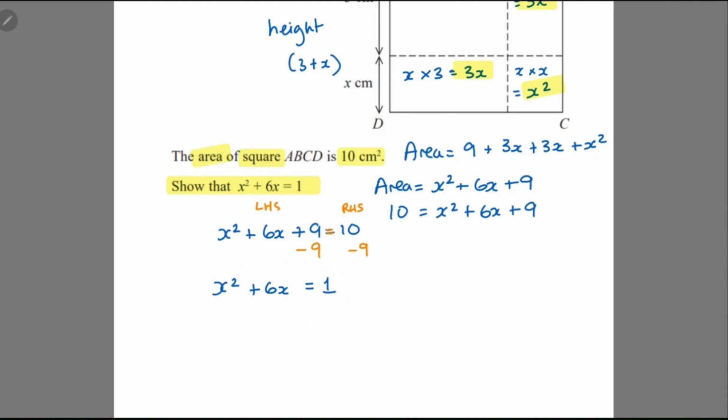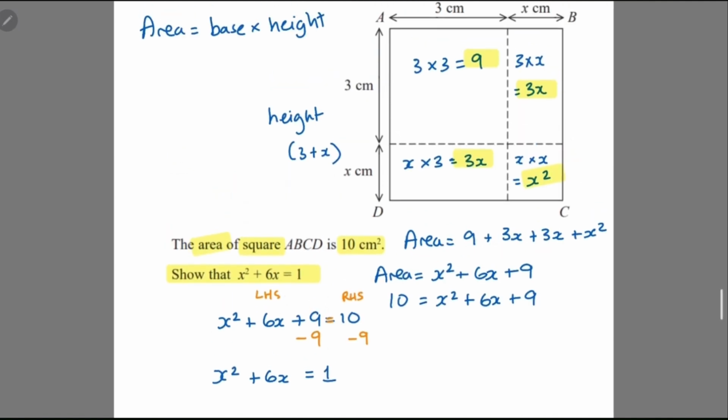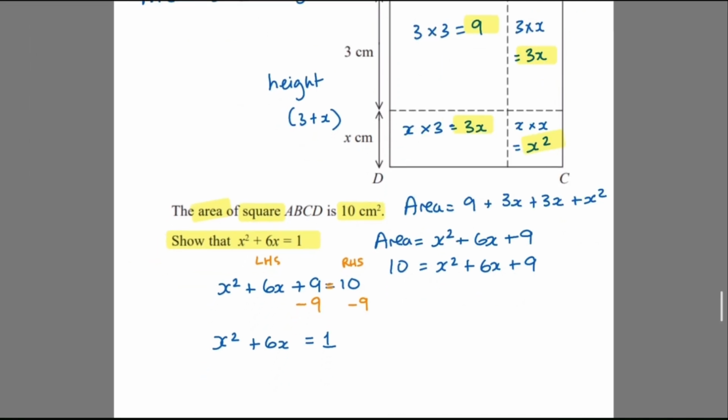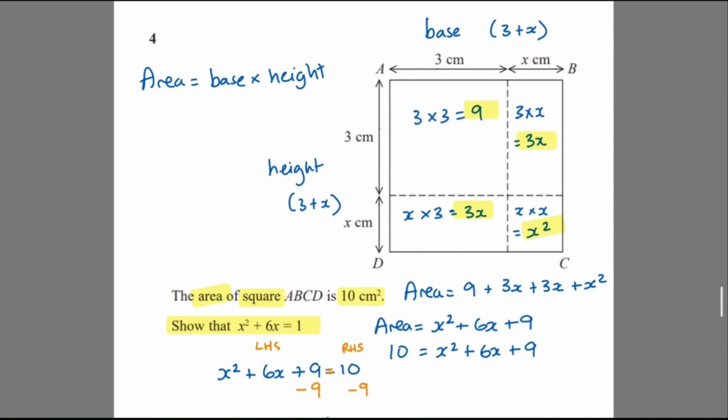It's just said, prove that if we work out the area of this, it will simplify to this, and we've just done that. Anytime you have a question that's asking you to show or prove, the best or the fastest way to do it is just to work through the question and see if you can get to the answer they've provided.